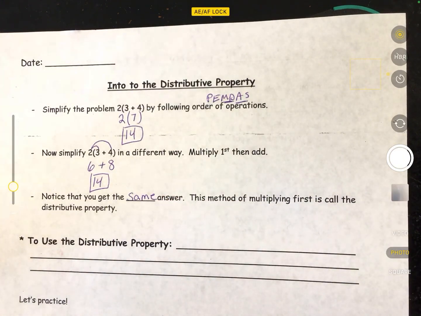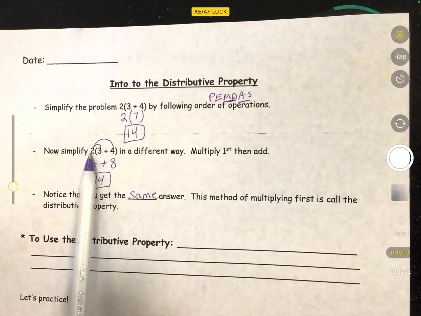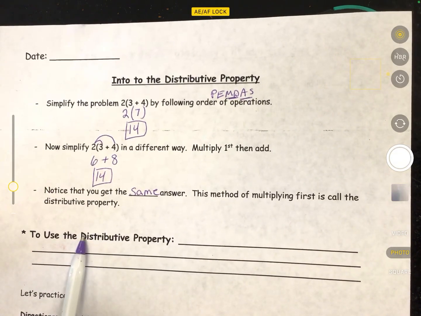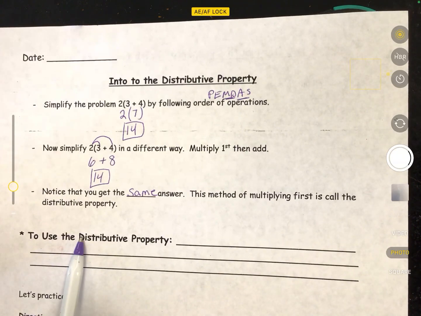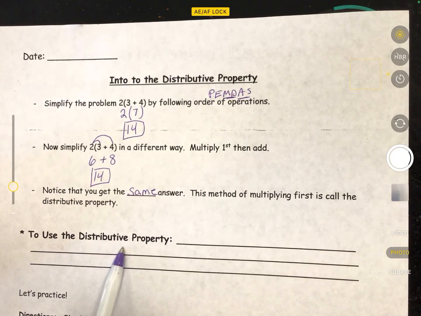This method of simplifying, guys, is called the distributive property. And it only works when you have one number on the outside of your parentheses. So here's our goal for today. Let's distribute.